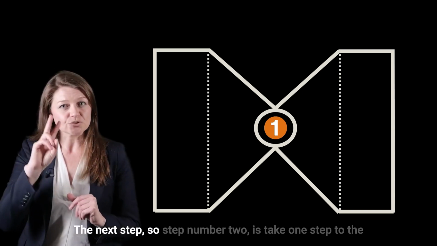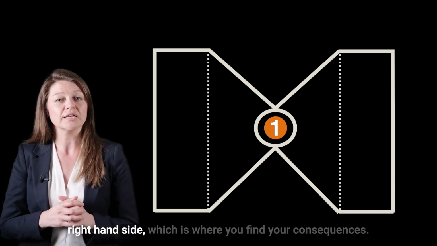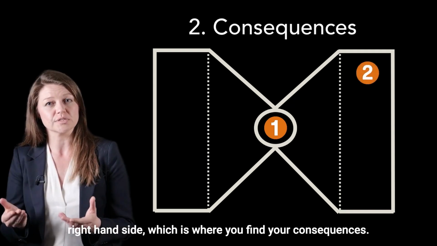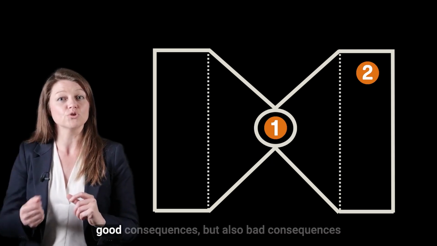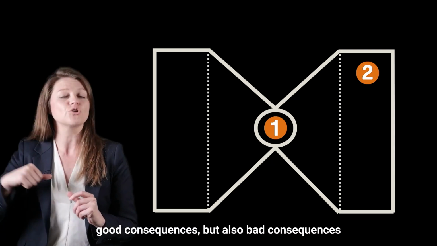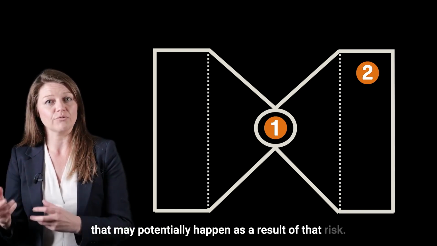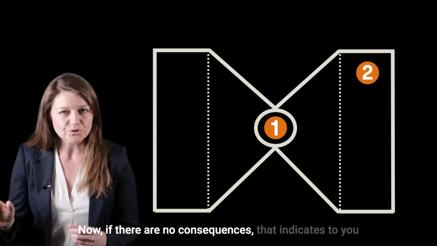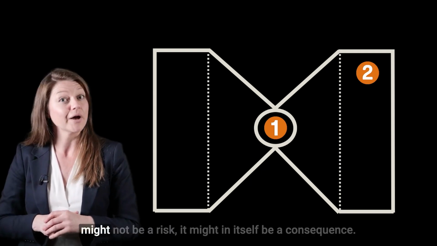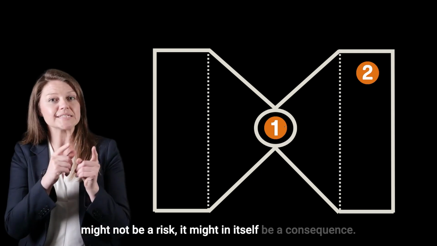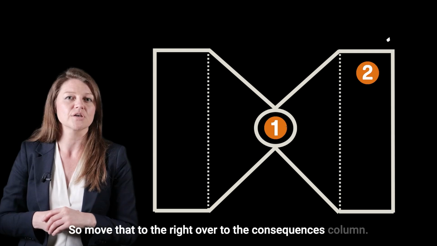The next step, so step number 2, is take one step to the right-hand side, which is where you find your consequences. So should that risk occur, what might be the potential good consequences, but also bad consequences that may potentially happen as a result of that risk? Now, if there are no consequences, that indicates to you that the thing you have put in the middle of your bow tie might not be a risk. It might in itself be a consequence. So move that over to the consequences column.